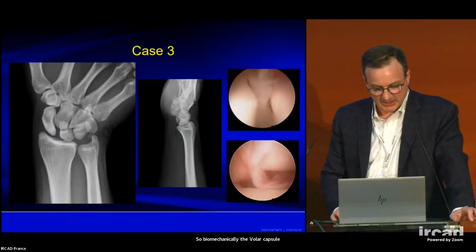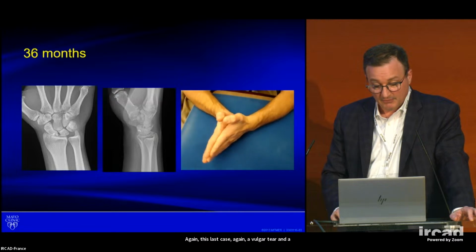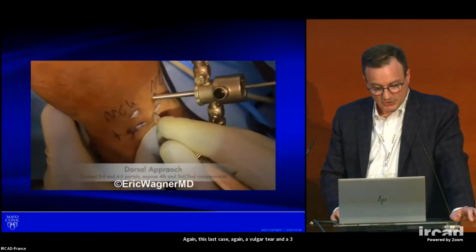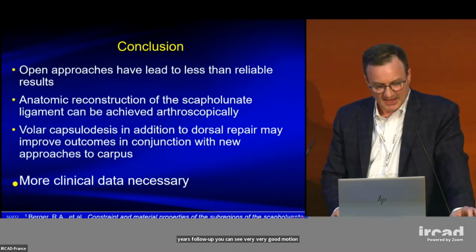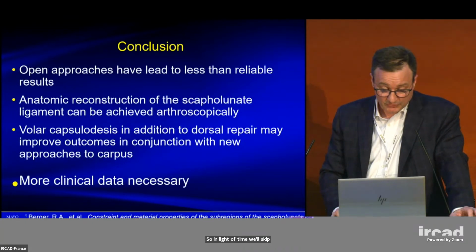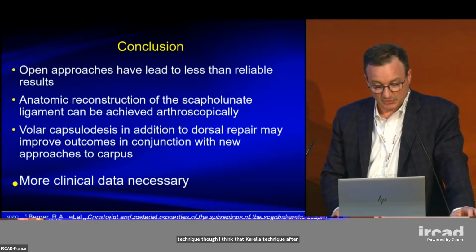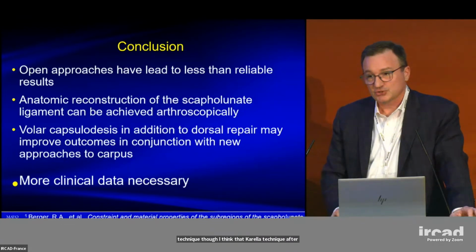Again, this last case, again, a volar tear, and at 3 years follow-up, you can see very, very good motion. So in light of time, we'll skip the present arthroscopic repair now, but I've moved to mainly a box-type technique, though I think that Corella technique, after what I heard yesterday, is very attractive and very appealing, and I think that we'll try to start using that.